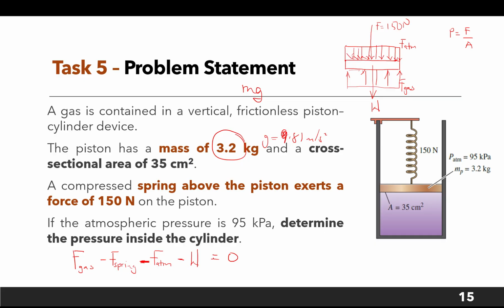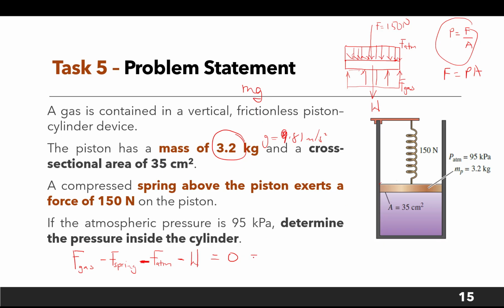So if I'm to find anything at all, remember, if I make force the subject from this equation here, I'm going to have F being equal to what? PA. So if I have F being equal to PA, remember A is constant. A is just the piston surface, okay? It's the piston cross-sectional area, so it's the same.